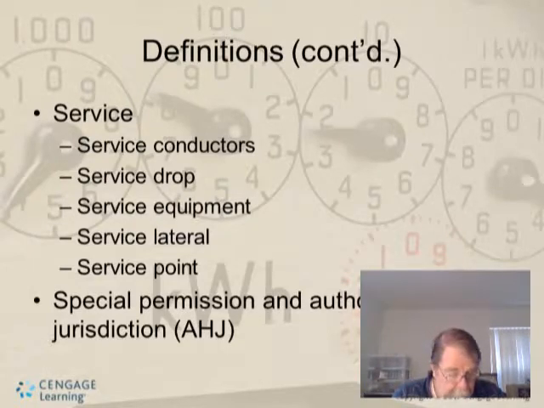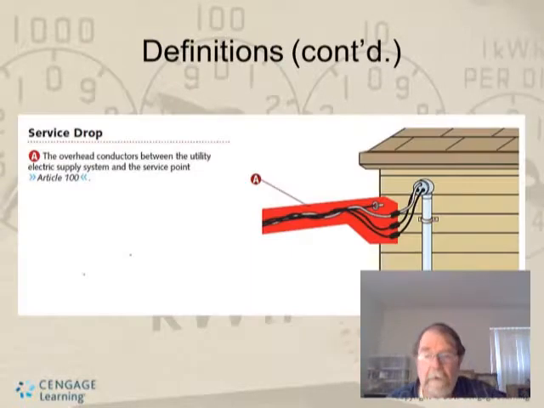Overhead service conductors are the overhead conductors between the service point and the first point of connection to the service entrance conductors at the building or other structure. Service conductors include overhead service conductors, underground service conductors, overhead system service entrance conductors, and underground system service entrance conductors. Now, service drop is the overhead conductors between the utility electrical supply system and the service point.